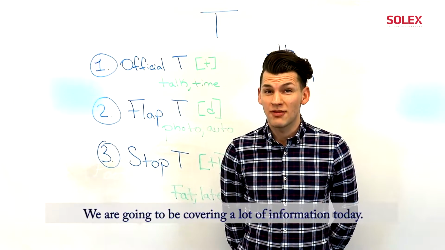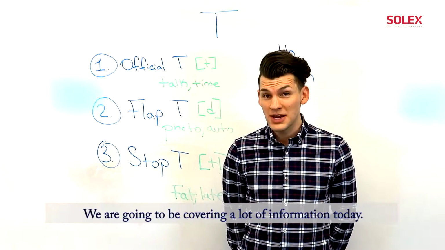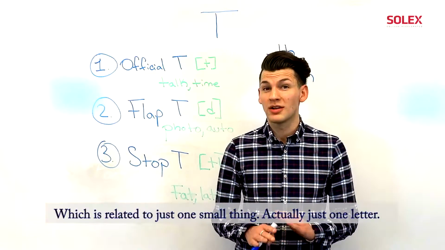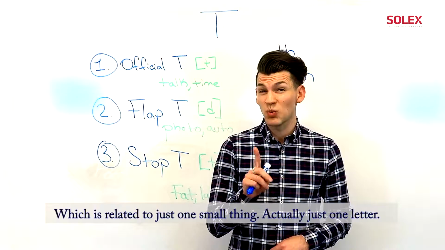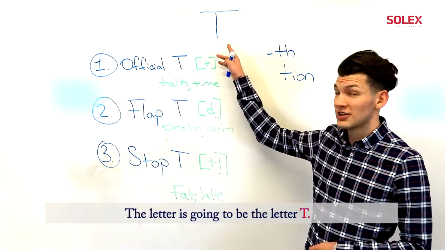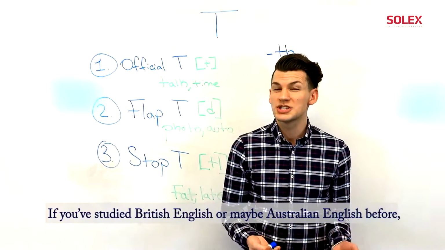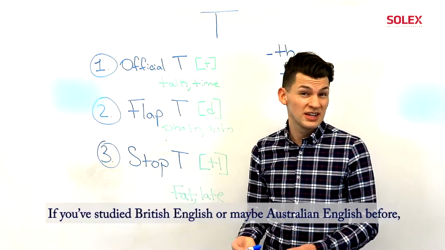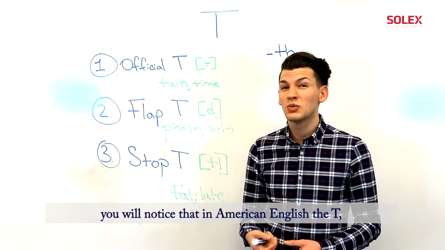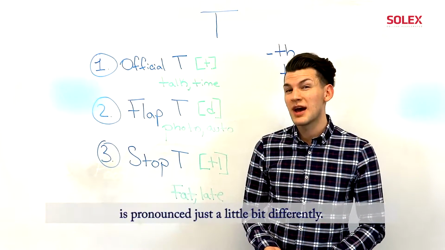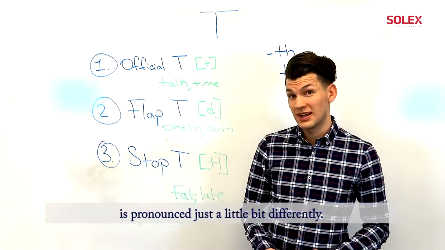We are going to be covering a lot of information today which is related to just one small thing, actually just one letter. The letter is going to be the letter T. If you've studied British English or maybe Australian English before, you will notice that in American English, the T is pronounced just a little bit differently.